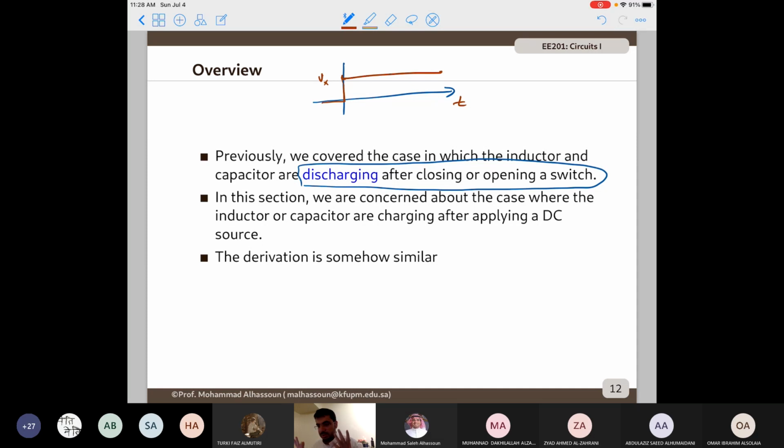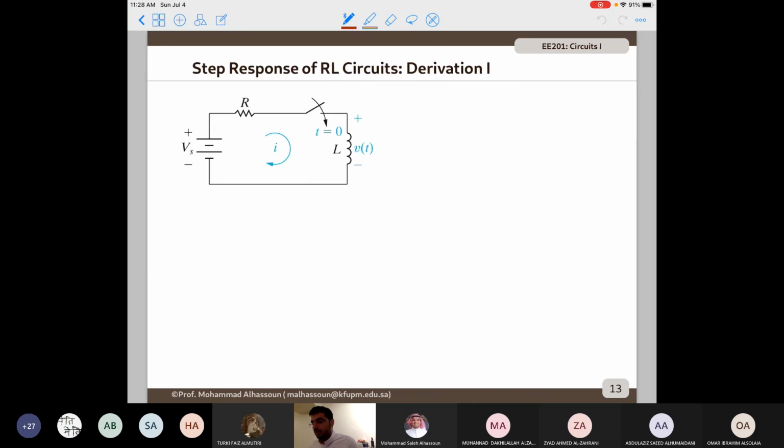So the derivation here is somewhat similar. Probably we need to modify the differential equation. As a matter of fact, the differential equation in this case is going to be a non-homogeneous differential equation. The previous one is homogeneous, which means the constant is 0, and in this case the constant is not 0. So let's try to derive what happens.